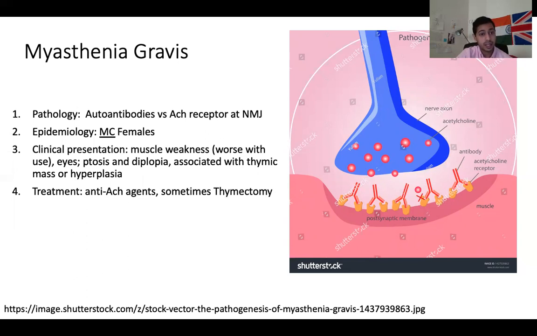It's more common in females of any age, and it usually causes muscle weakness, which is proximal again, which worsens with use. And in the following slide, when I talk about Lambert-Eaton syndrome, we will notice that it's the reverse. Can also affect the eyes with ptosis and diplopia, so diplopia, double vision, ptosis, drooping of the eye. And it is often associated with a thymic mass or hyperplasia of the thymus. Its treatment is usually anti-acetylcholinesterase agents, and sometimes a thymectomy in the case of a thymic mass.